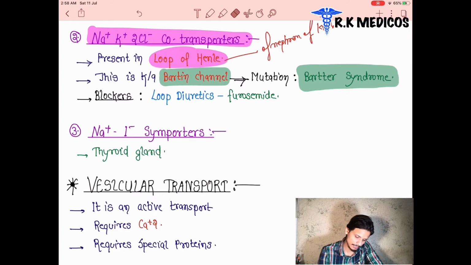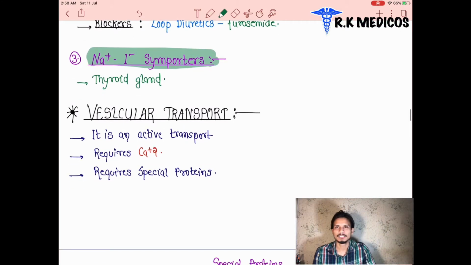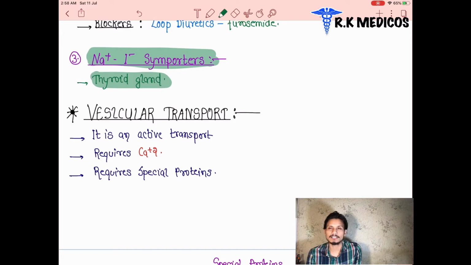Next point we can see, the third channel, the sodium iodide symporter. The third channel is present in the thyroid gland. For now you have to memorize only this one, that is the thyroid. Inside the thyroid gland, sodium iodide symporters are present. They regulate the iodide level, maintaining iodide from the blood circulation. They absorb it and move it inside the thyroid gland. After that they carry out different types of activity. We will discuss this in the thyroid gland section in our endocrine part.